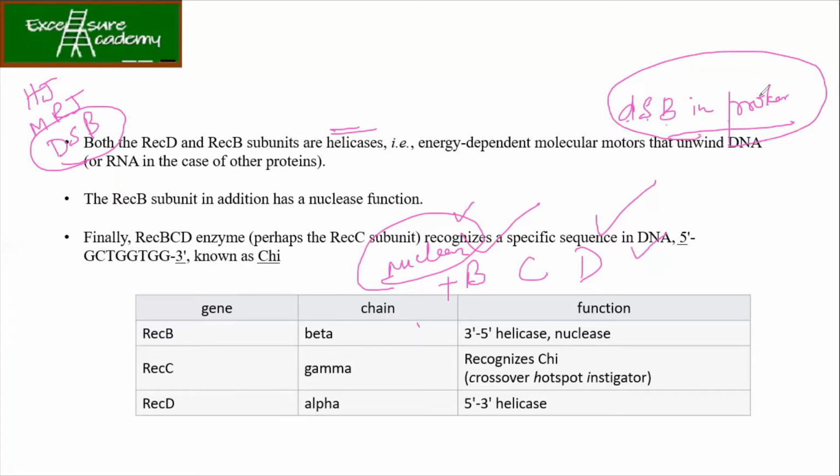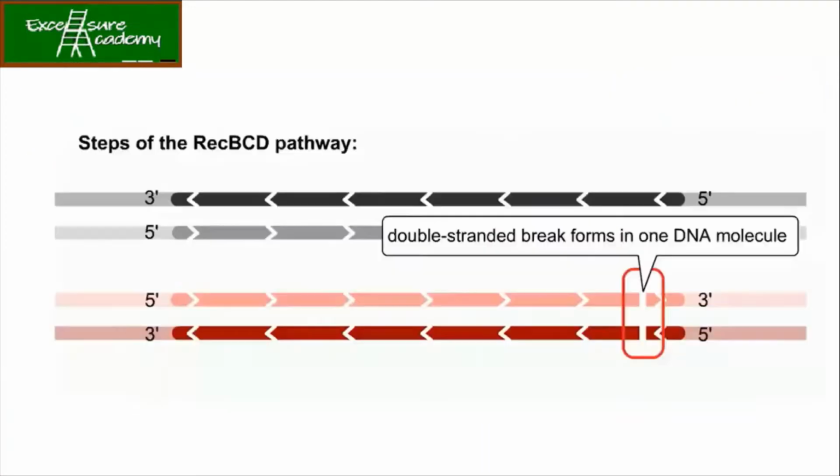Okay, now this is clear. So why are we discussing RecBCD? Now the function of RecBCD. B is having the helicase as well as nuclease activity. C recognizes the chi sequences, and D is again for 5' to 3' helicase activity. Okay. Now let's see how it is going to proceed.